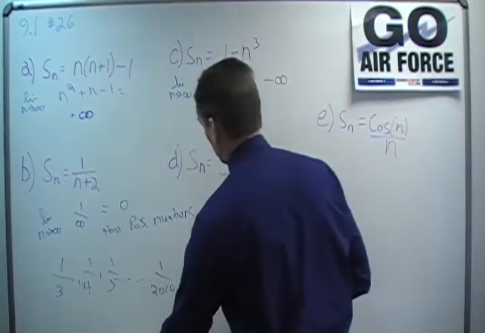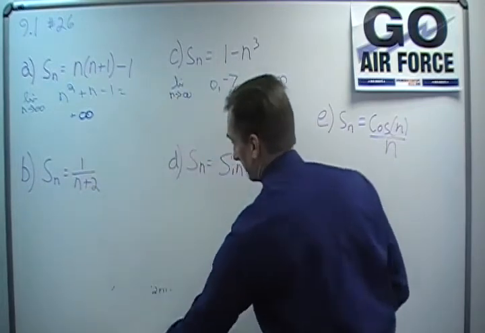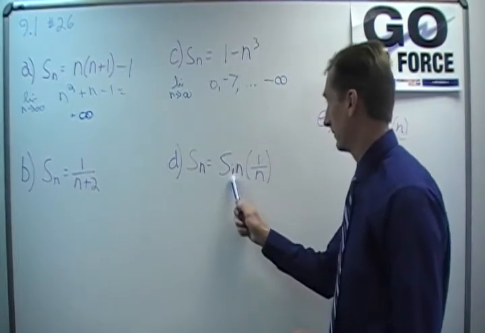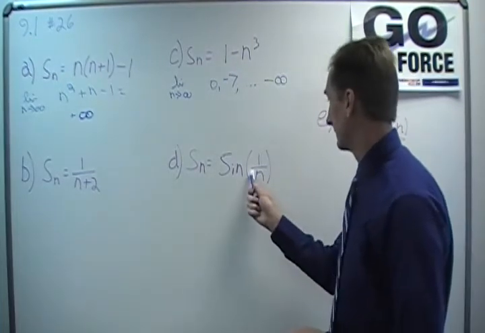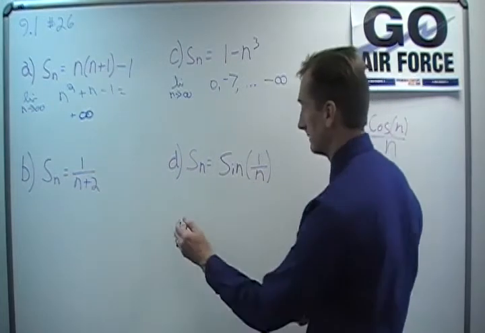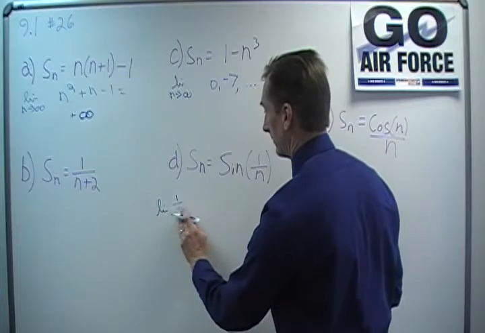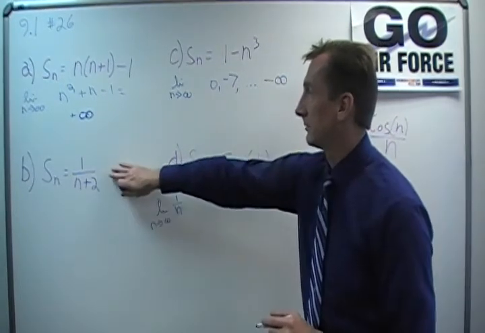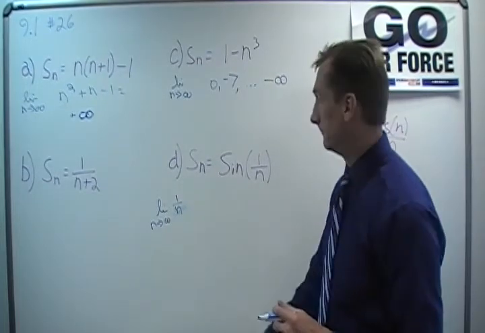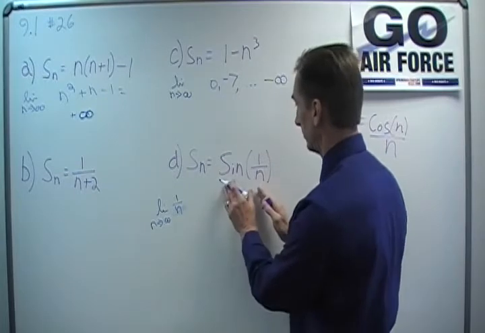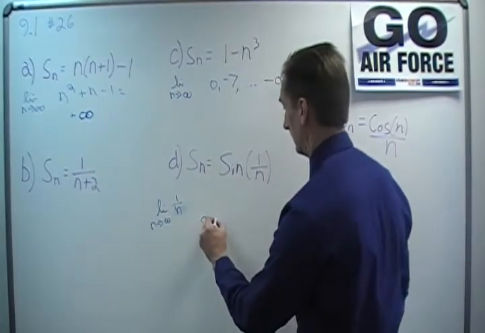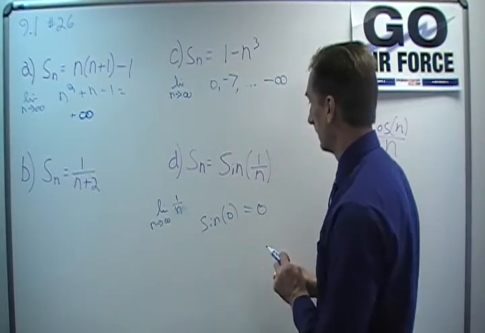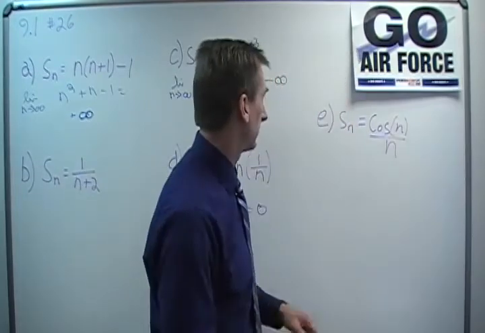Okay. Let's take a look at this one. S sub n equals sine of 1 over n. Okay, so what happens with a sine function? Let's take a look at this little piece right here. Let's look at the limit of 1 over n as n approaches infinity. Now we can see, very similar to this one over here, that this thing is going to go towards 0. 1 over a very large number is 0. So basically I'm looking at sine of 0. And what is the sine of 0? Obviously it's 0. So this thing goes towards 0.